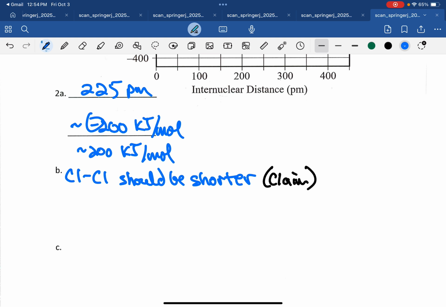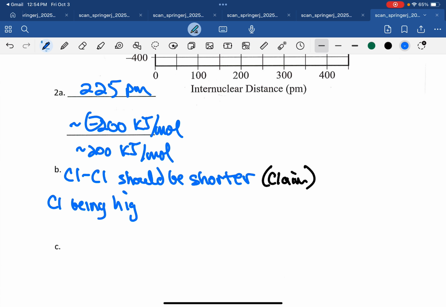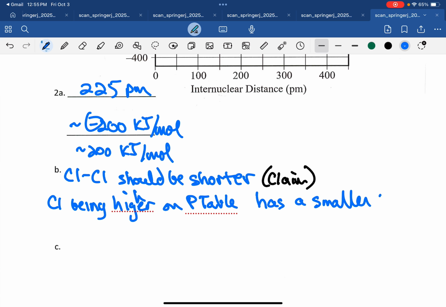What I would say is because chlorine being higher on the table has a smaller radius than bromine, so the Cl-Cl bond should be shorter.